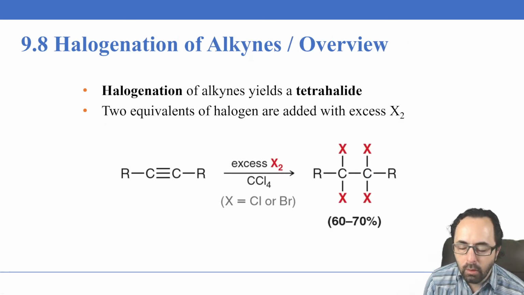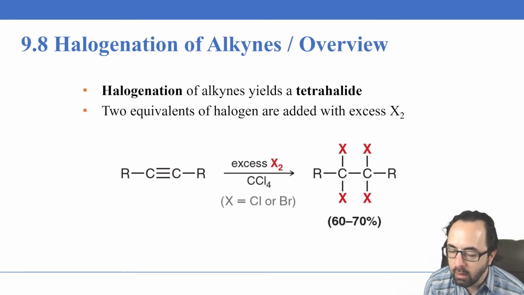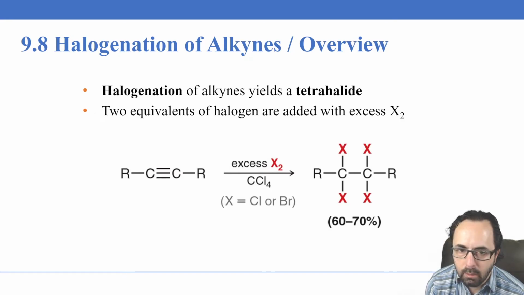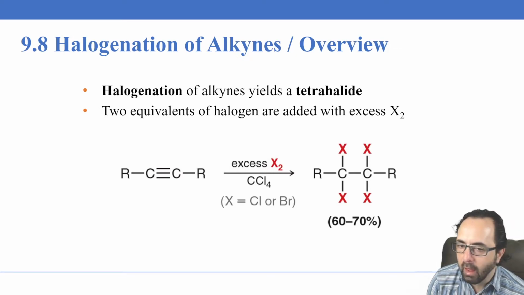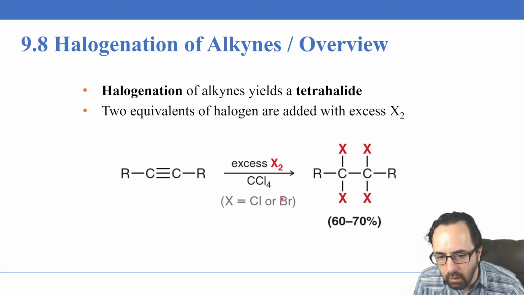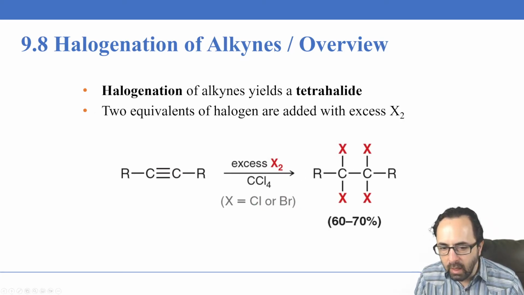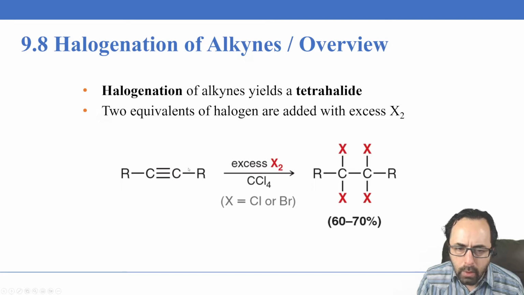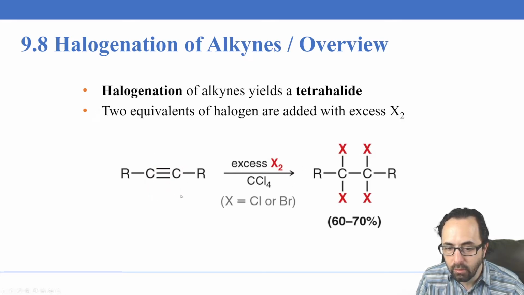Finally, halogenation. Again, we have a little bit easier time here with these symmetrical additions. So we're adding halogen atoms. If we halogenate an alkyne and we use excess halogen, excess X2, which is referring here to Cl2 or Br2, and we have a non-polar aprotic solvent, here this is tetrachloromethane, we can add the halogen atoms twice if we use an excess. So we add halogen, halogen, halogen, halogen, right?